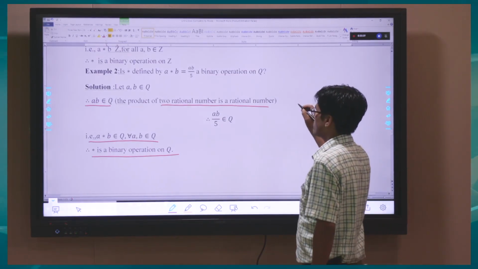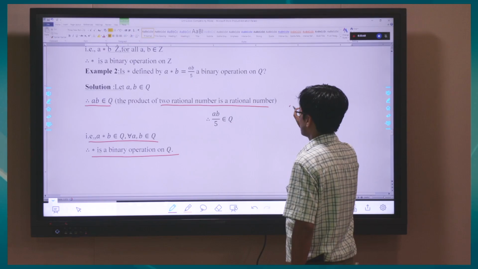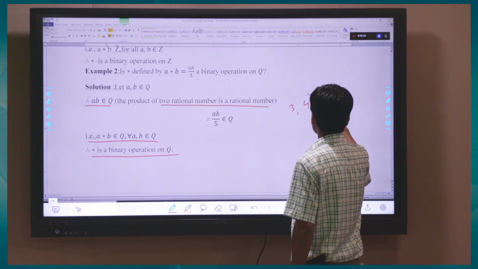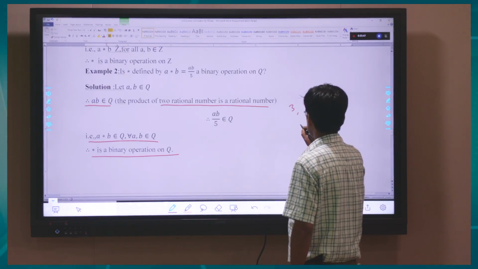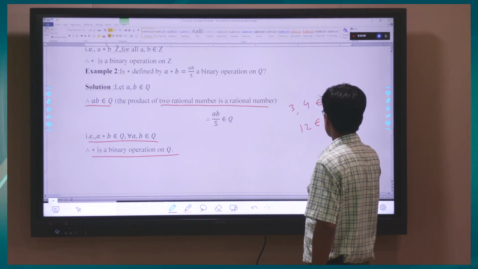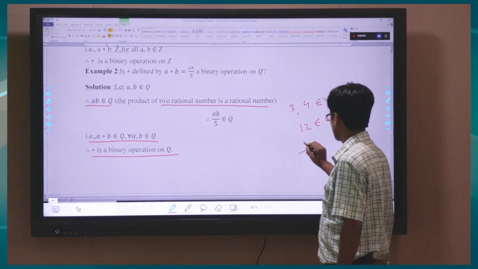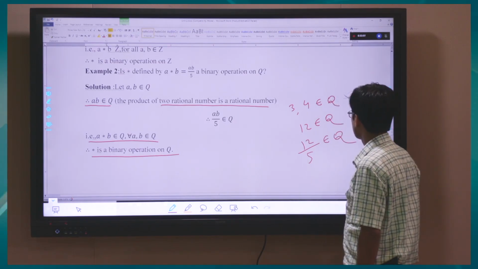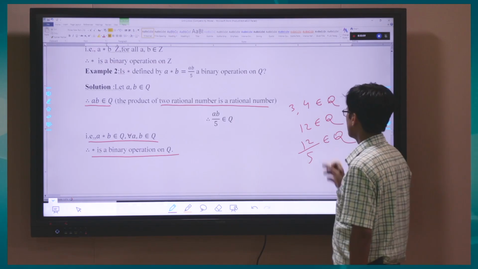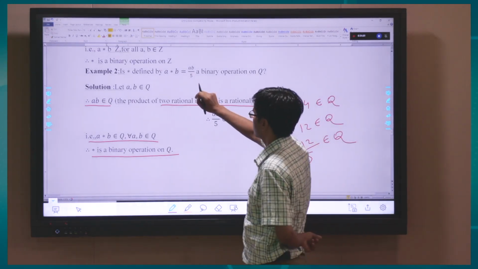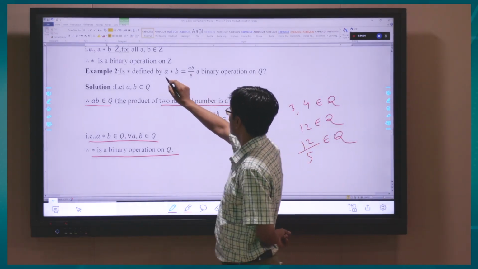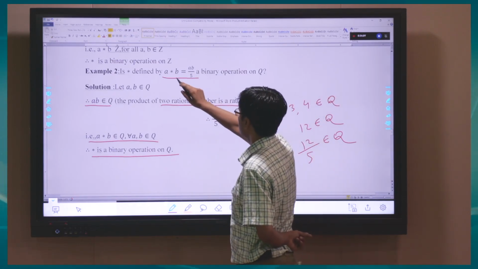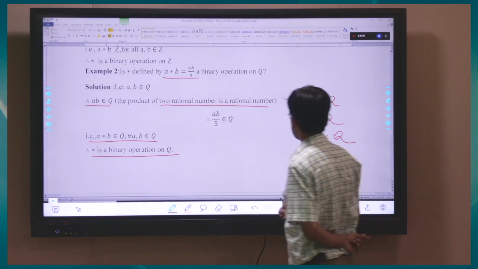You can take any two numbers, suppose 3, 4 belong to Q. Obviously 3 into 4, 12 belongs to Q, and 12 by 5 also belongs to Q. So this way we can prove that A star B is equal to AB by 5 is a binary operation on Q.